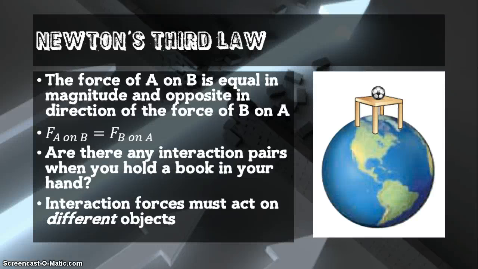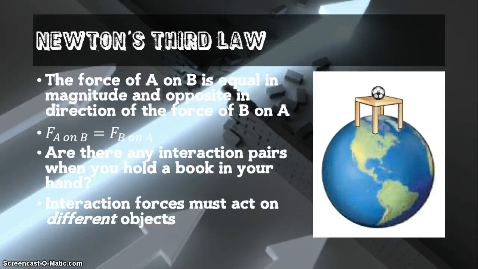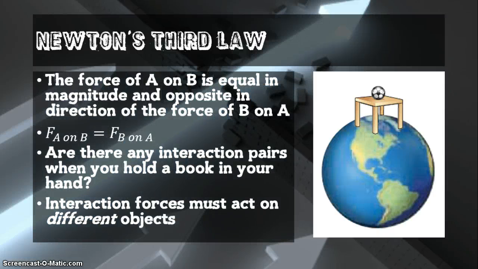So notice how the subscript in that equation underneath shows the force of A on B, the force of B on A. They're on opposite objects. When we talk about interaction pairs, they always have to be on different objects.